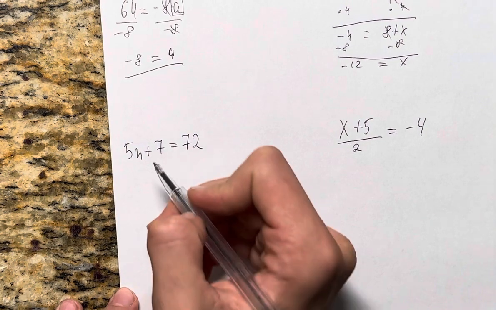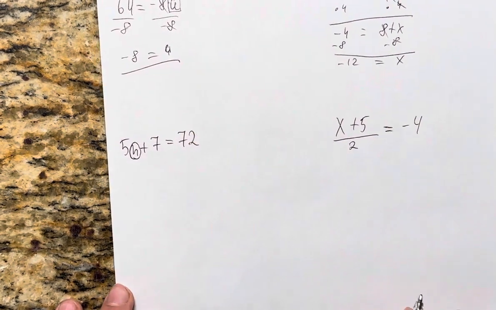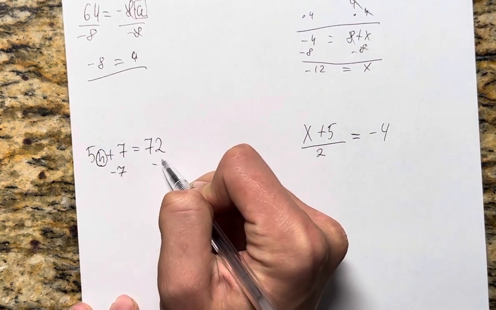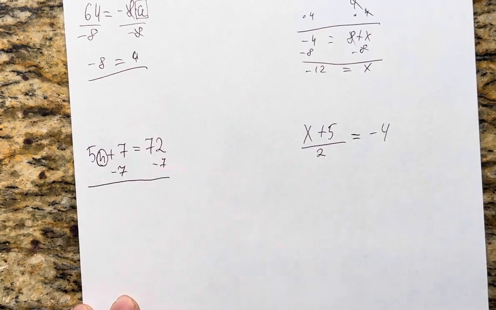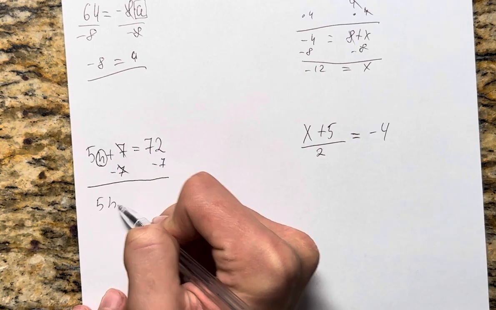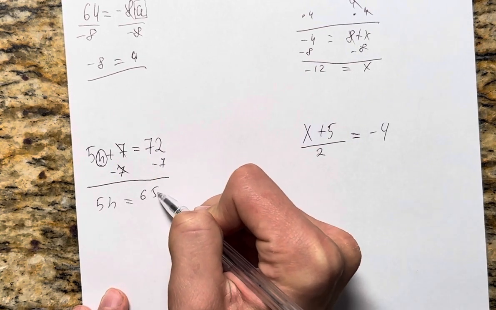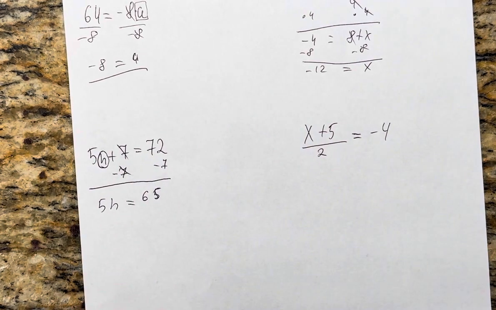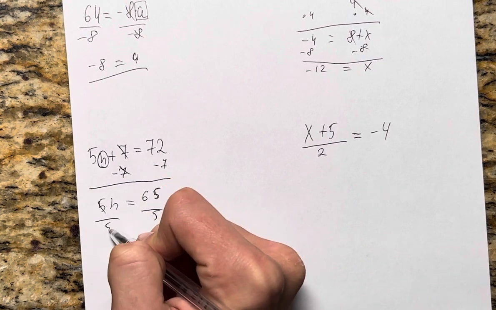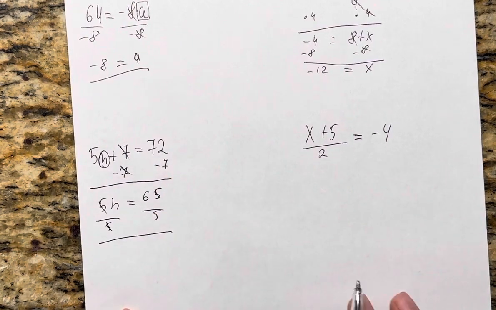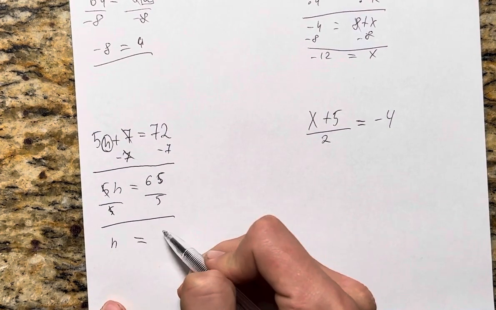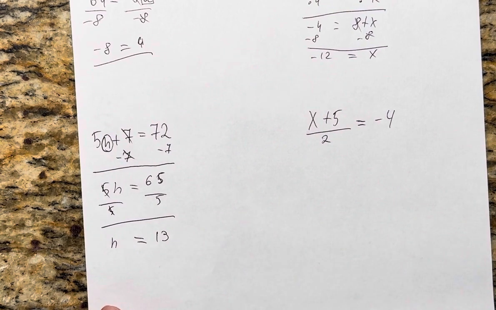So, we have to try and isolate the variable, in this case, the n. So, to do that, we have to subtract 7 from each side. Right? To get rid of this 7, we'll get 5n equals 65. And now we can divide each side by 5 to get rid of this 5 right here. And what we'll get is n by itself equals 13. And that's your answer.